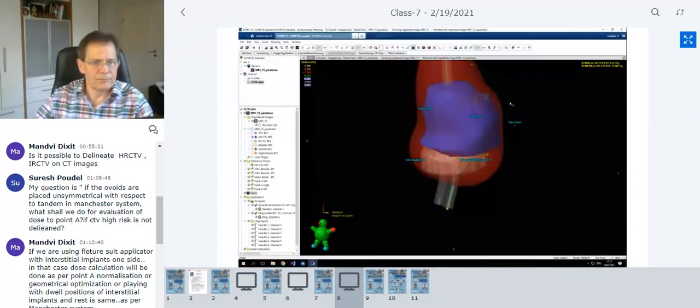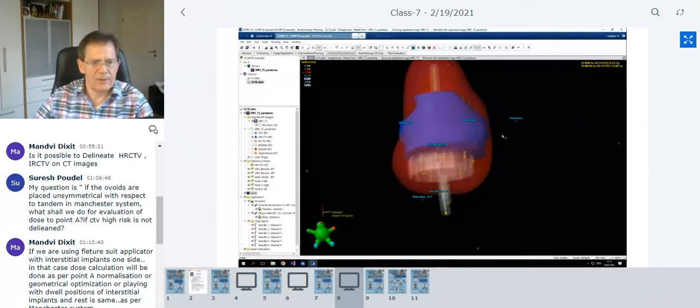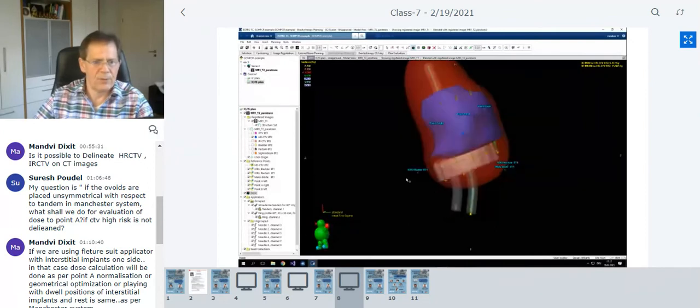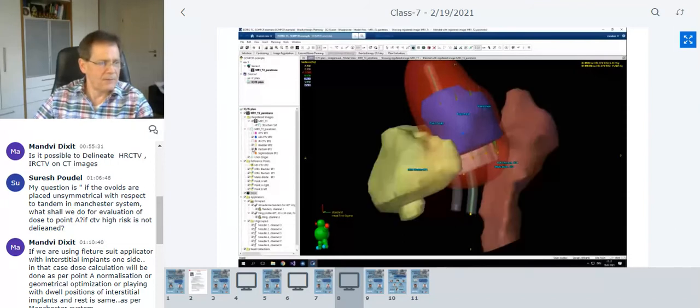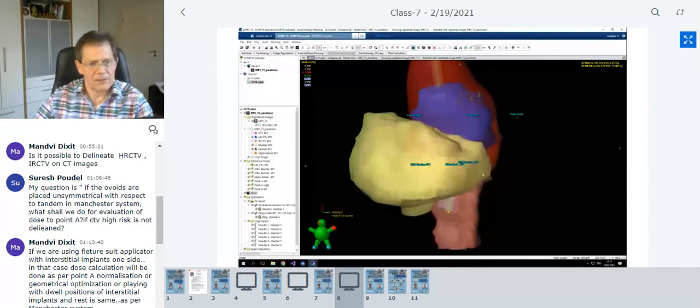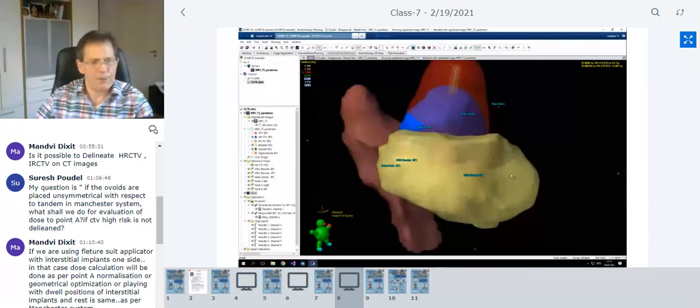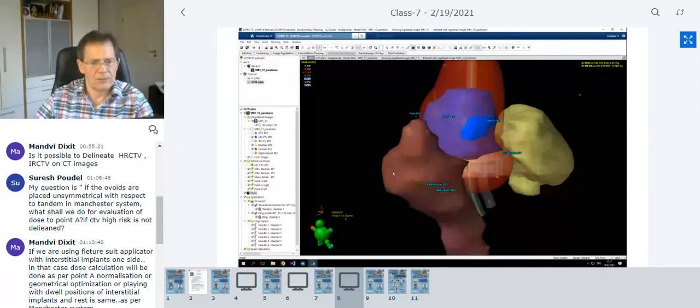So that looks, from the coverage, it looks not so bad. If I activate my bladder dose now and the rectum, the structures, then I see, oh, there might be still too much dose to my risk organs, and I need to modify that.